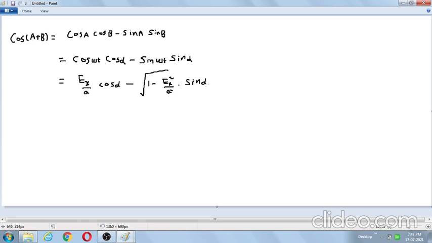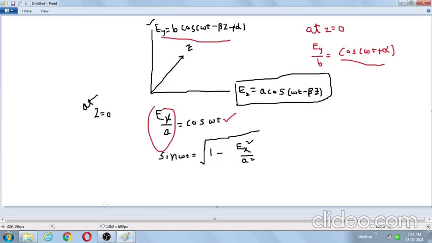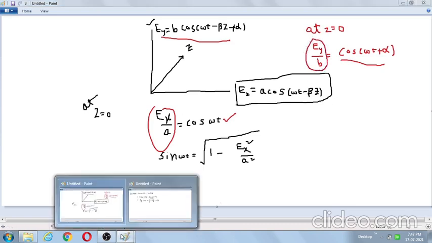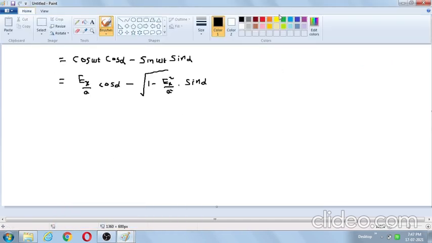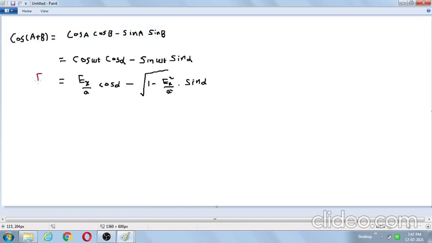So here simply cos(A plus B) is equal to cos A cos B minus sin A sin B. So cos(omega t plus alpha) is equal to cos omega t cos alpha minus sin omega t sin alpha. So cos omega t is equal to Ex by A cos alpha as it is written, minus sin omega t, which is square root of 1 minus cos square omega t, so square root of 1 minus Ex square by A square into sin alpha. This is equal to cos(omega t plus alpha). What is cos(omega t plus alpha)? Ey by b. So equating this equation to Ey by b.